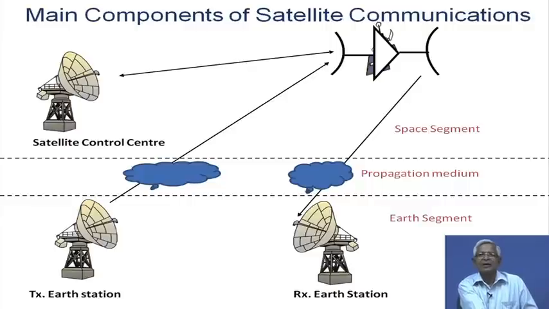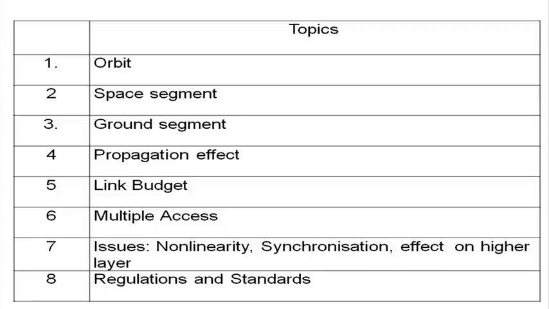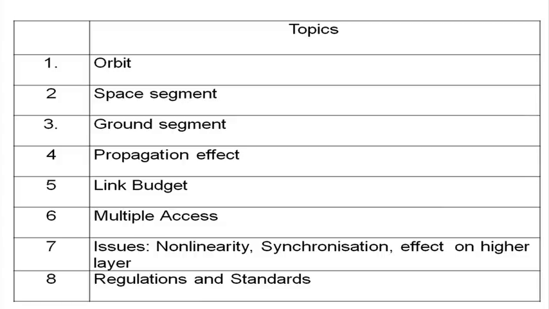So, we will learn about how to put the satellite into that space, then what should be there inside the space segment, what is there in the propagation media, and what is there in the ground segment. So, our topics subsequently will be, we will learn about orbit, the orbital dynamics of the satellite, the velocity, the orbital height, how it can be calculated, how it can be placed in the orbit. We will learn about it in the subsequent couple of classes. Then we will talk about the space segment inside the satellite, what is there, and then we will talk about the other things like ground segment, propagation effect.